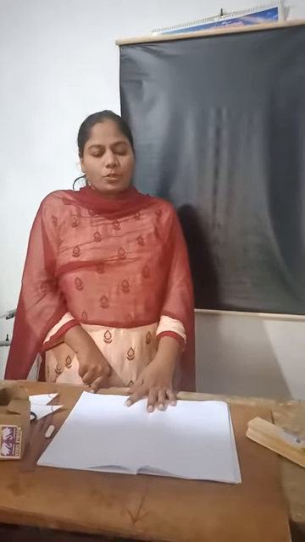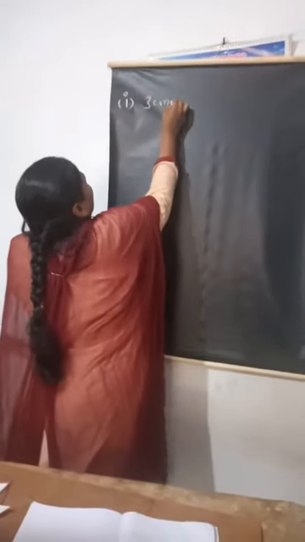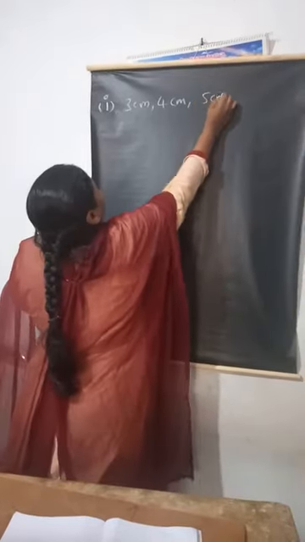All of you open your textbooks. Exercise, triangles and its properties. Exercise 1. First problem: is it possible to have a triangle with the following sides? First problem. 3 centimeters, 4 centimeters, 5 centimeters.